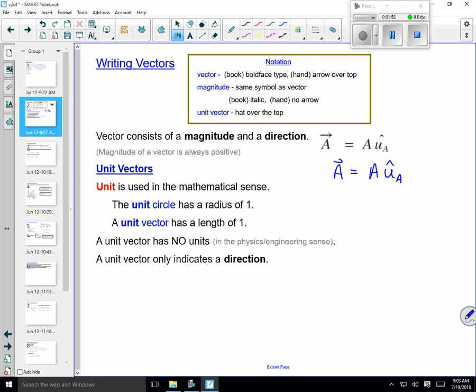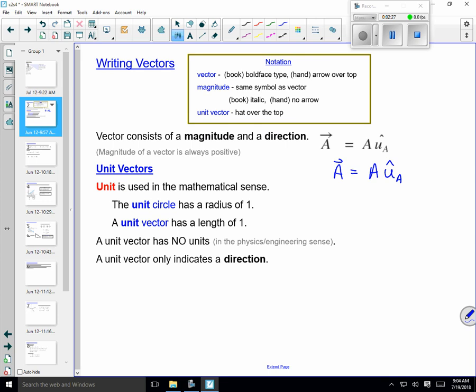A unit vector, the word unit is very confusing in this sense because unit vectors have no units in the physics or engineering sense. This is the word unit used in a mathematical sense, just like a unit circle. A unit circle has a radius of 1. A unit vector has a length of 1. Essentially what a unit vector is its direction. It tells you what direction something's pointing.